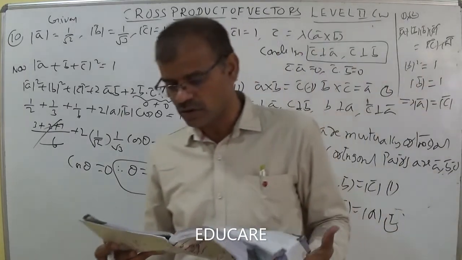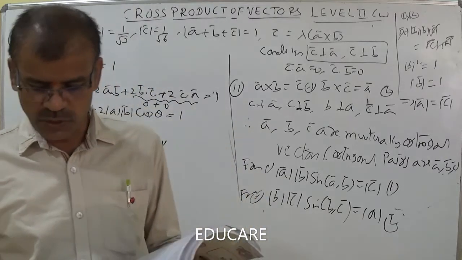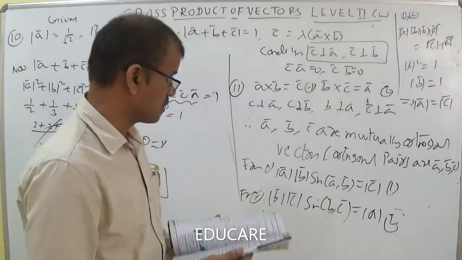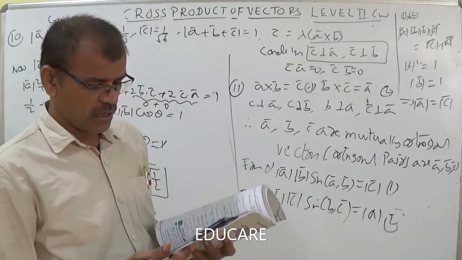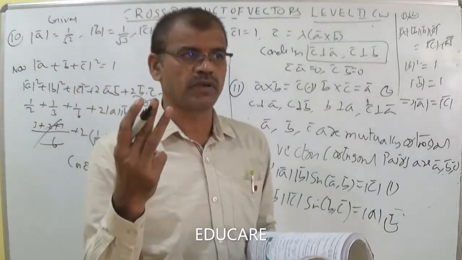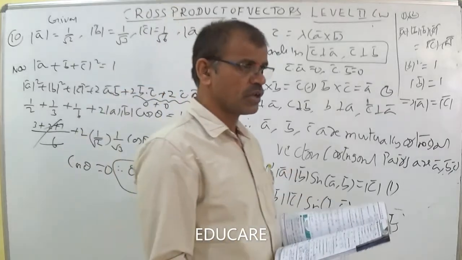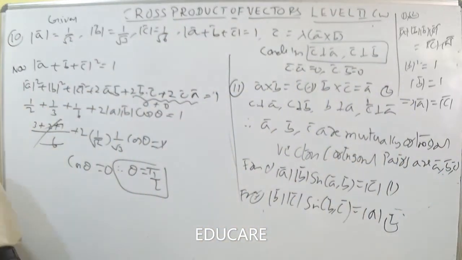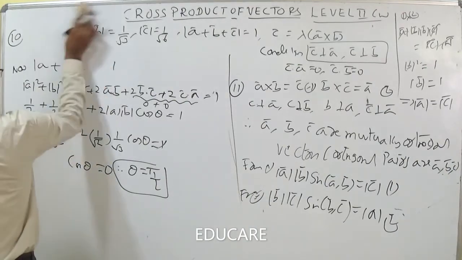Once again verify the options. Mod B is equal to 1, how many options are there? Only the first option, verified. So you can say that the 3 vectors are pairwise perpendicular, they are mutually orthogonal and they are unit vectors. 11th question completed. Let us discuss the 12th question.